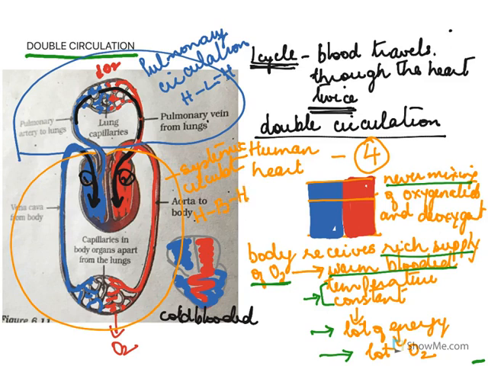So we have the pulmonary circulation here, and the pulmonary circulation is from the heart to the lungs, back to the heart. And then we have the systemic circulation from the heart to the body, back to the heart. So the top part is called the pulmonary and the lower part is called the systemic circulation.